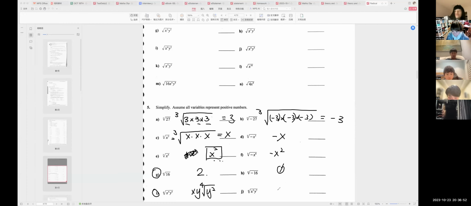So you have the power. So when you see that, that means x times x times x times x, right? And this one is y times y times y times y times y times y times y. There are 7 of them.